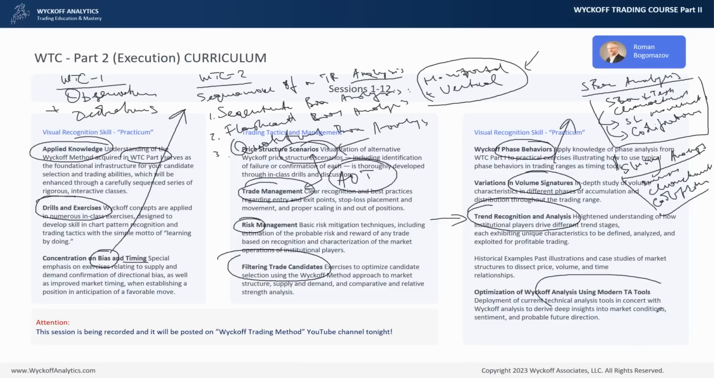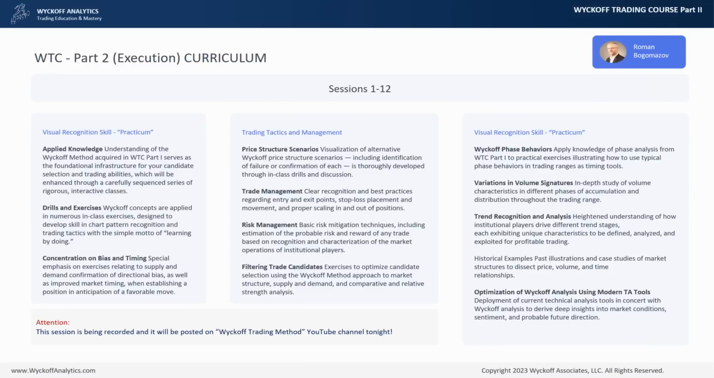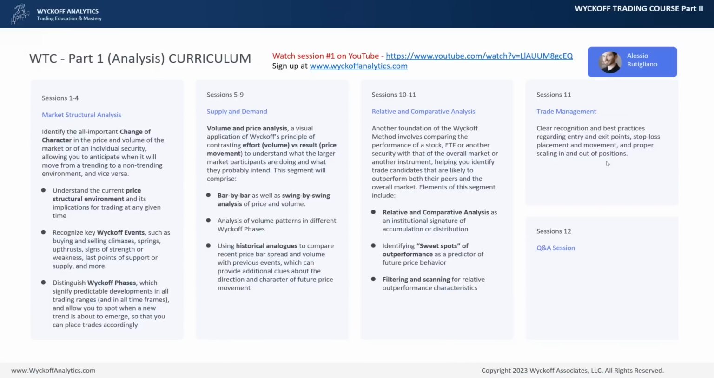Also, we'll discuss a lot of modern TA tools and their usage in the context of Wyckoff knowledge and so on and so forth. But the whole concentration here is most definitely on the practice. Okay, WTC1, for those of you who are guests in the open door session today, please check it out. This is the prerequisite for WTC2. So it's extremely important for you to get this first before you sign up for WTC2.